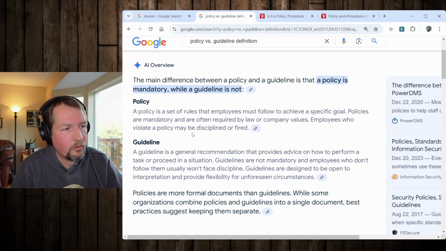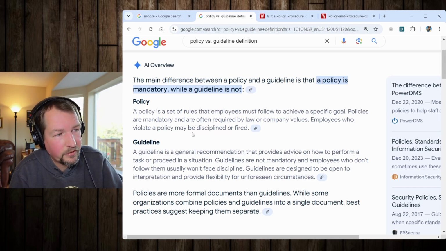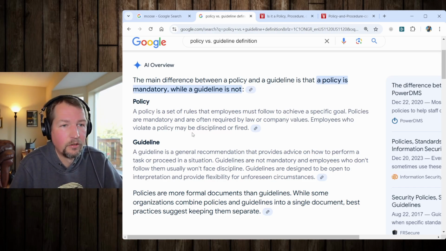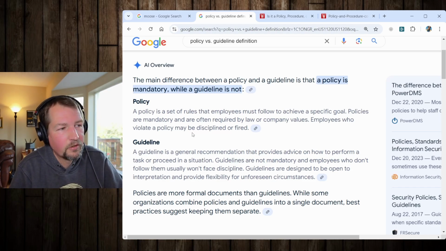They may receive a written warning. They may be detained by the security guard to see, hey, what are you doing? If they are up to no good, they may be charged with criminal charges. The person may lose their job. They may be fired for not following the policy. So there's real repercussions with a policy.